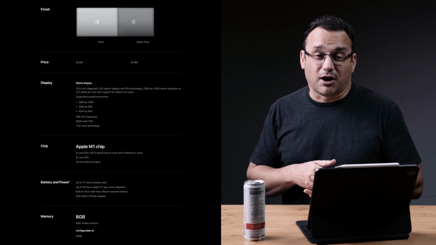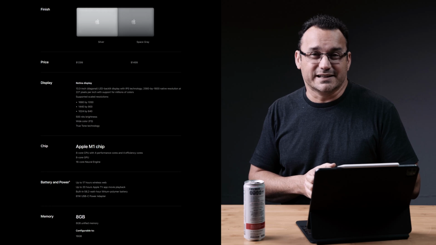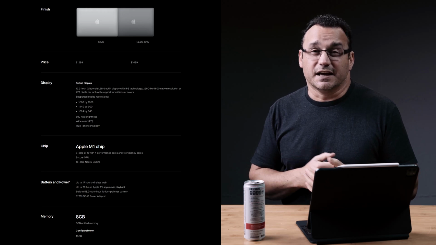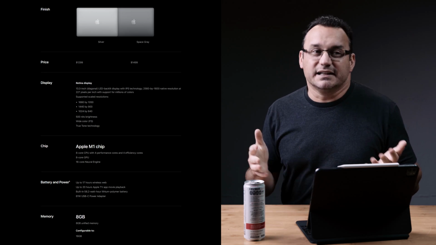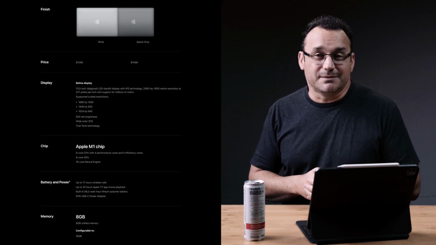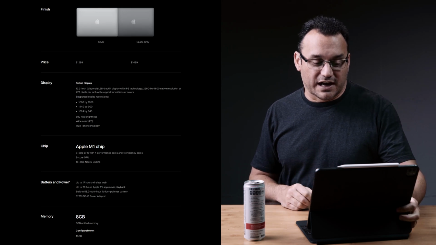You're getting the touch bar. So if you use the touch bar for anything, I personally don't. I think it's kind of a waste of space. I would rather have a function row of keys rather than the touch bar, but it is interesting and maybe useful depending on what it is that you do. So there's also the touch bar as well.